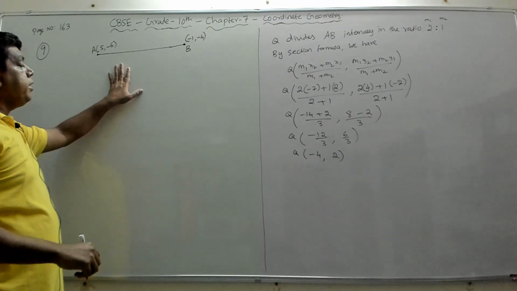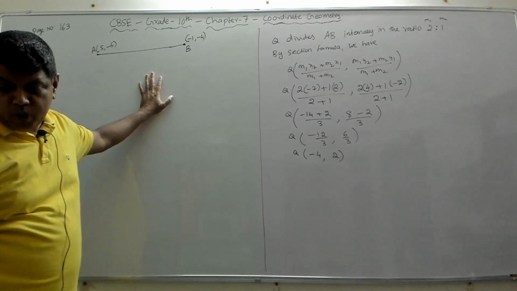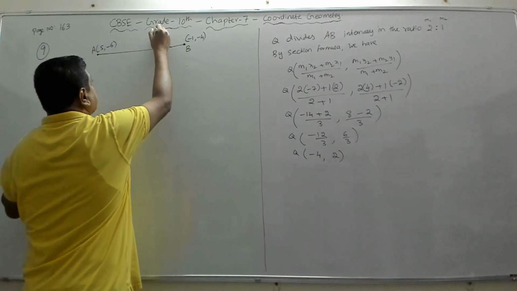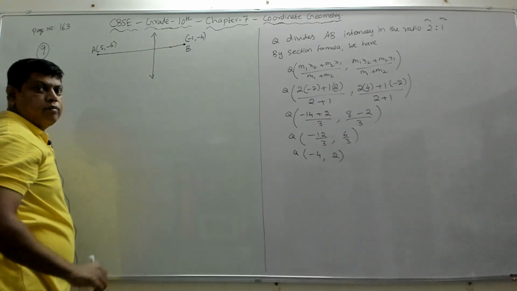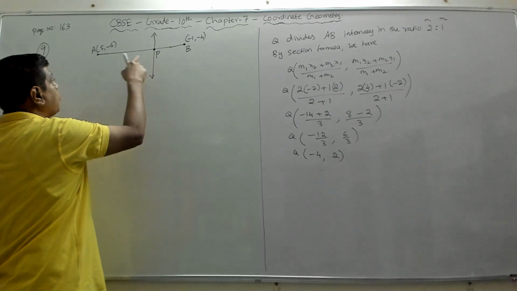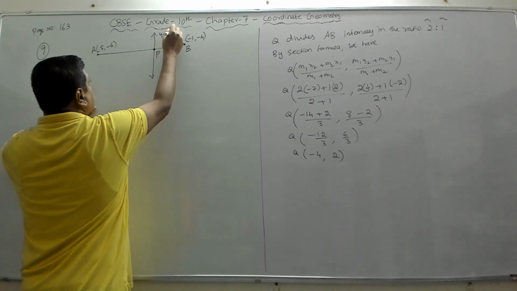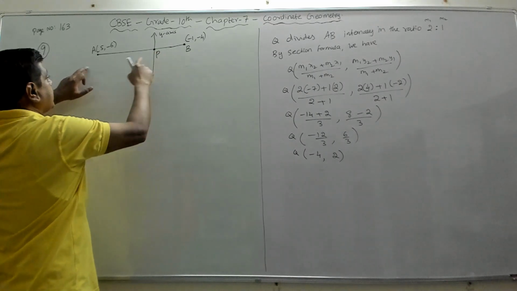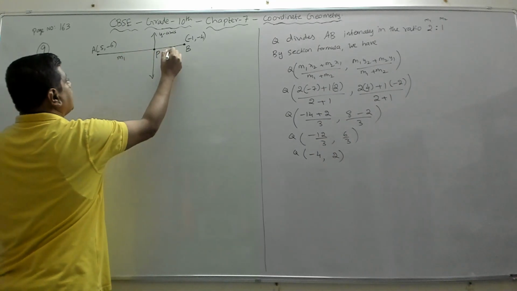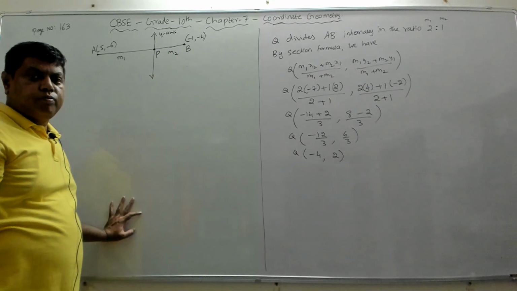Now we have to find the ratio in which the y-axis divides the line segment joining these 2 points. So suppose the y-axis is like this. This is your y-axis, and this is the point where it is cutting here. Suppose this point is P. We have to find in what ratio the y-axis is dividing the line segment AB internally, which means we have to find this and this. So let's take this as M1 and M2. So AP is M1, PB is M2. And we have to find the ratio.